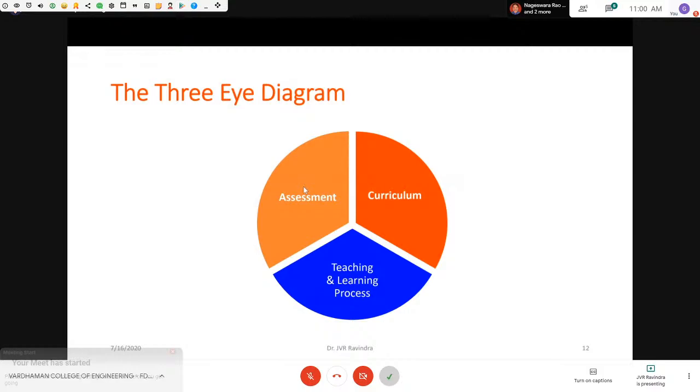So look at this. The first one is curriculum, right? So we must have a strong curriculum. Strong curriculum in the sense you look at a course. Curriculum is a big thing that I'm talking about, a BTech curriculum, but in BTech you can take only the course. So the course design, that's the most important one.